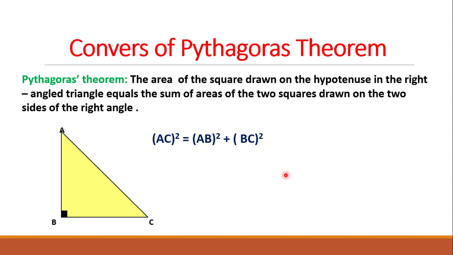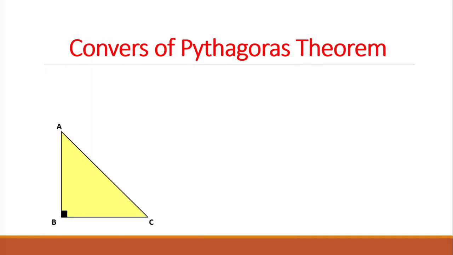So Pythagoras theorem is only applied with the right angle triangle. It means hypotenuse power 2 equals the summation of the squares of the two other sides.